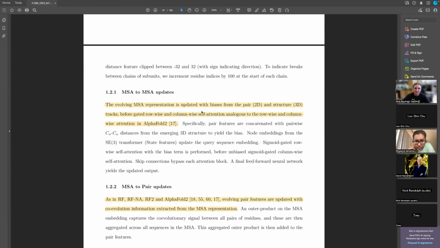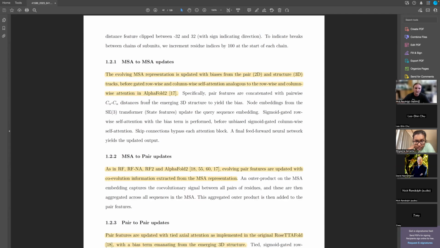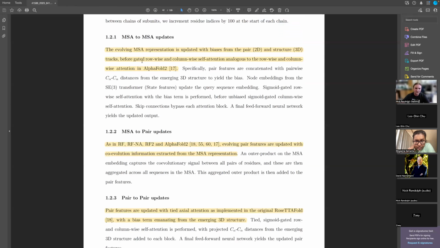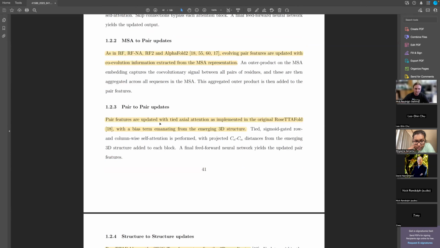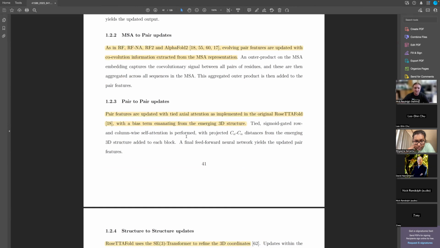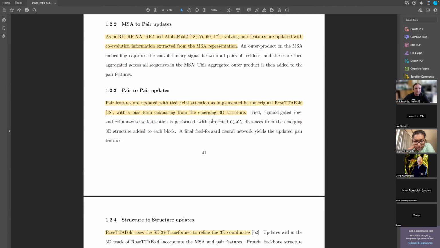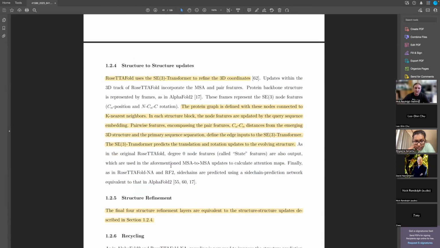So all the updates are really just attention. I highlighted the major points of that. I'm not going to read through this because there's a lot, but it's really just updating the representations using attention. So MSA uses row-wise and column-wise attention. This just updates things based on an outer product. This is another axial attention, but it includes a bias term from the 3D structure. And then it uses the SE3 transformer to refine the structure.